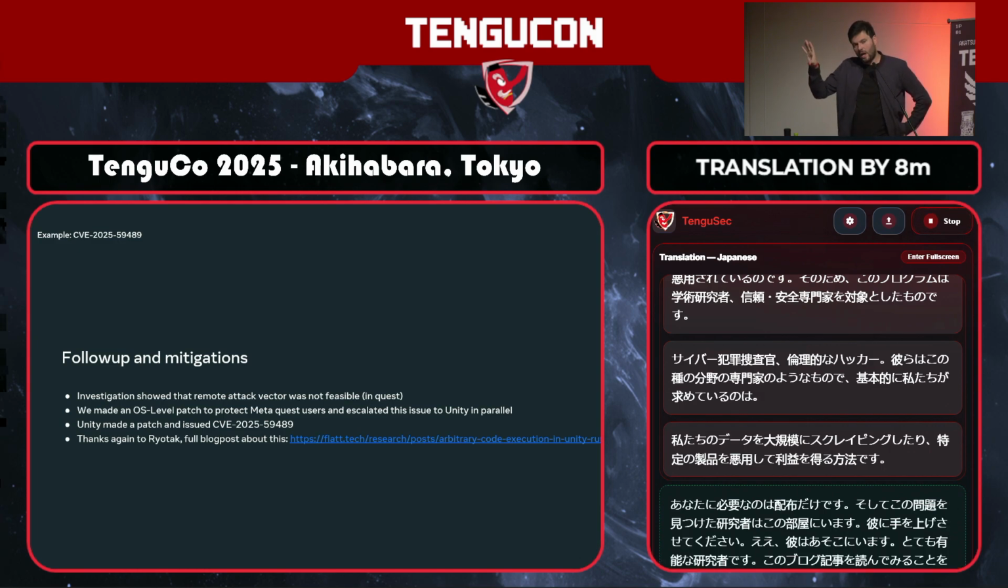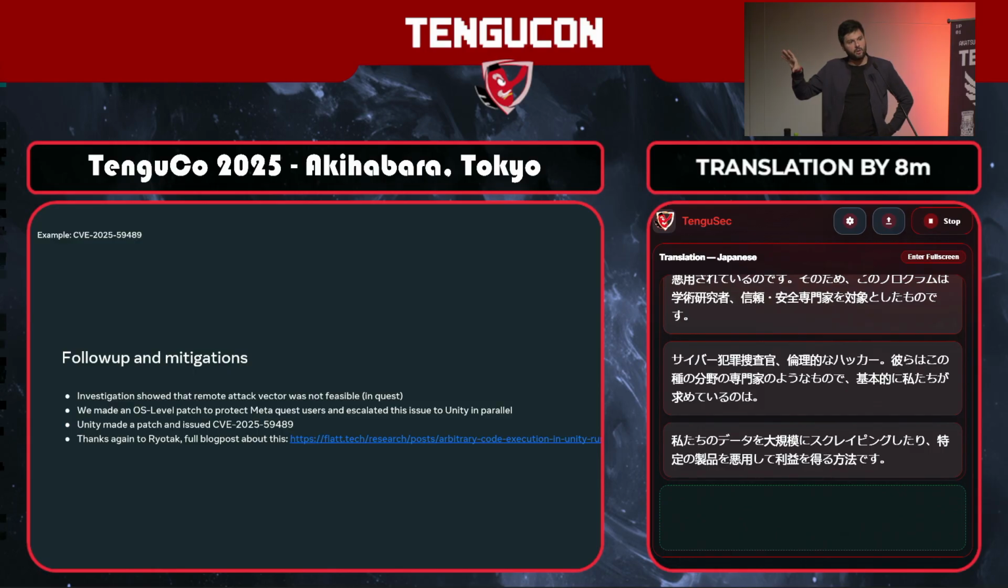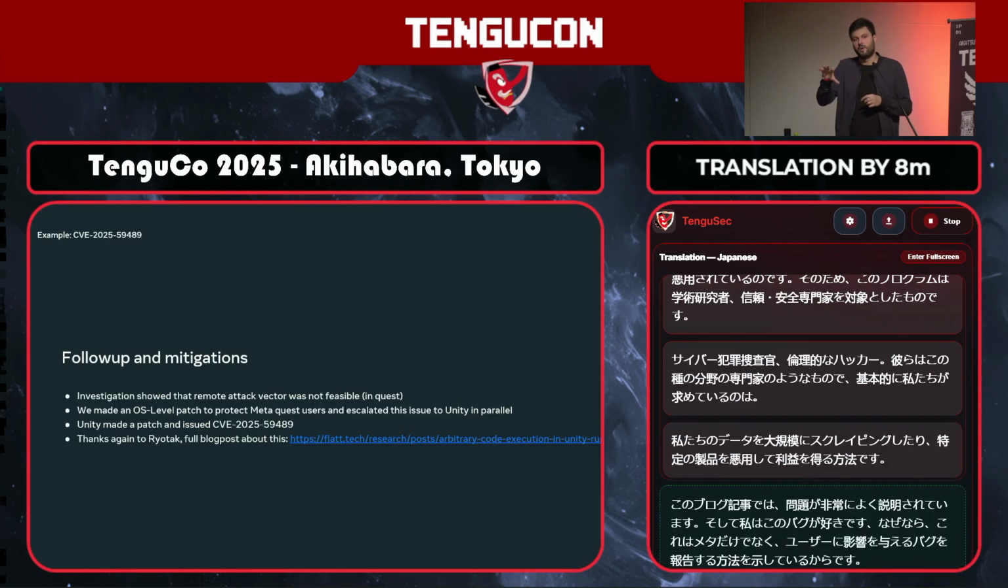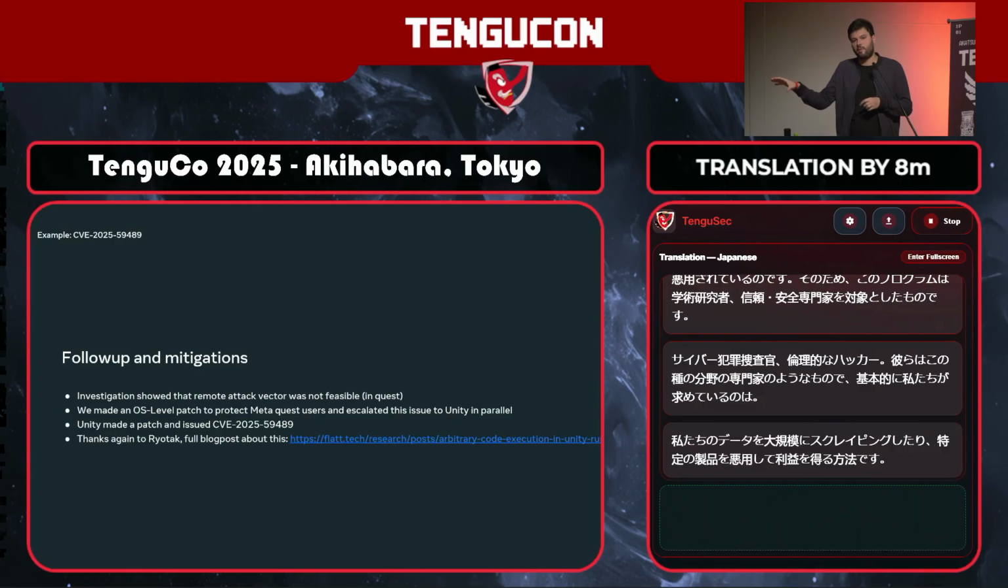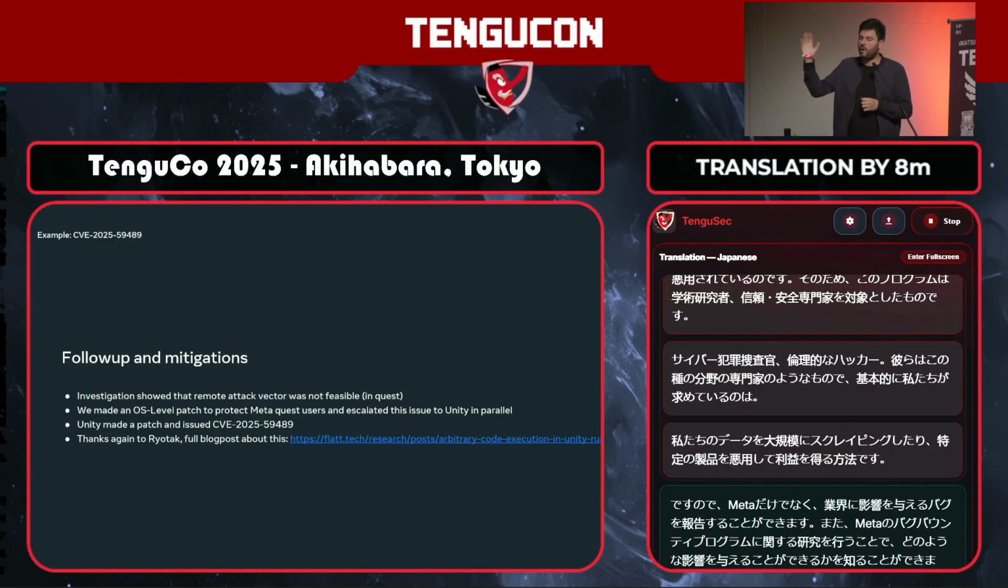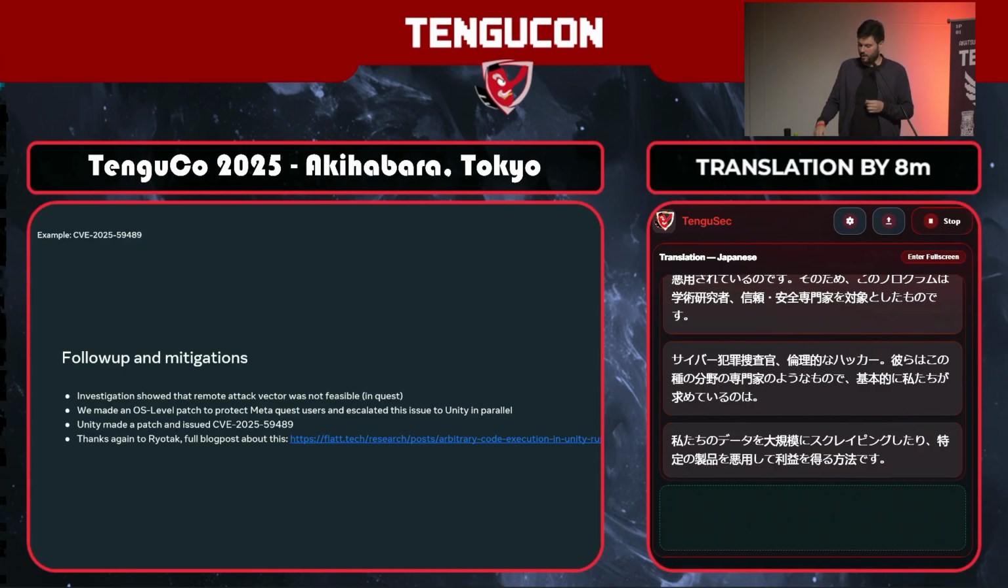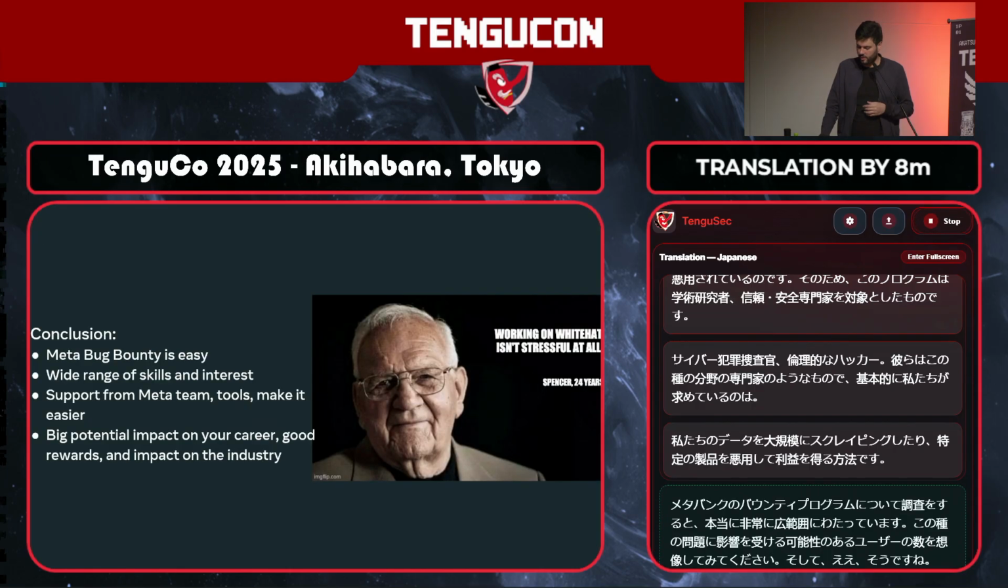And I like this bug because it shows how you can report bugs that are not only affecting Meta, but affecting the industry. And the impact you can have when you do research on the Meta Bug Bounty program is really super wide. Imagine the amount of users that can be affected by these kinds of issues. And yeah, that was a really interesting bug.